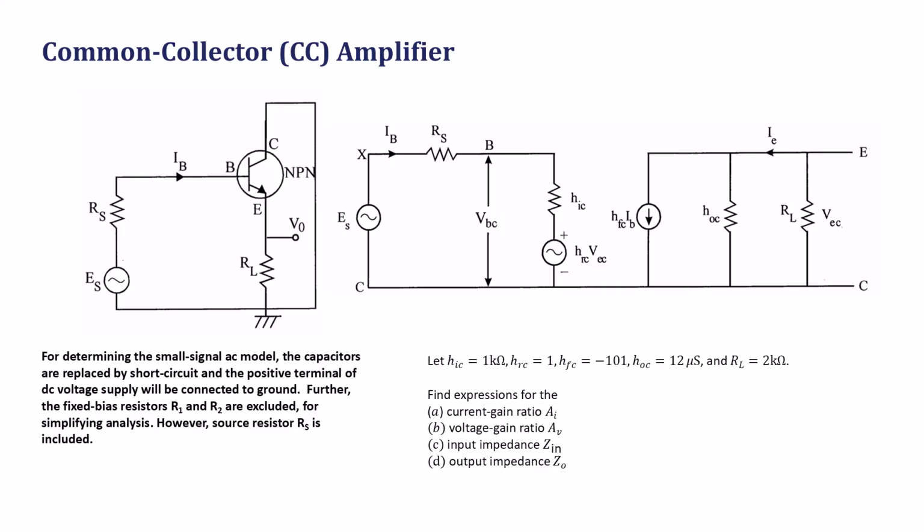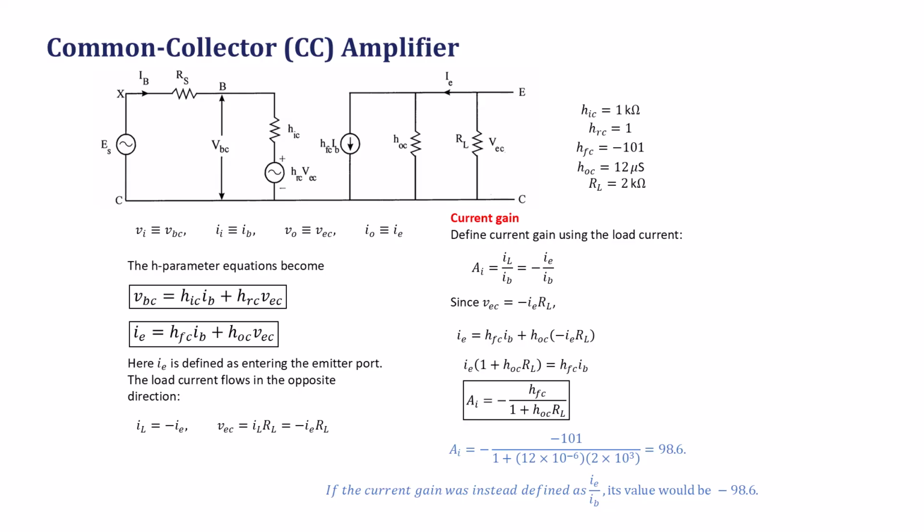Using these numbers, we are going to find four expressions: the current gain ratio AI, the voltage gain ratio AV, the input impedance Zin, and the output impedance ZO. We'll work through each of these one at a time over the next few slides. Let's start with current gain.